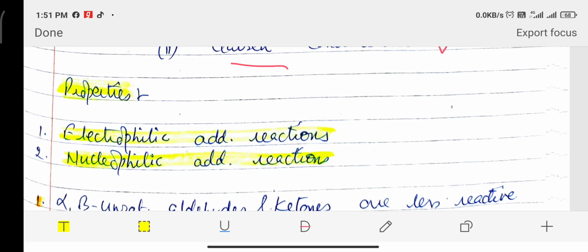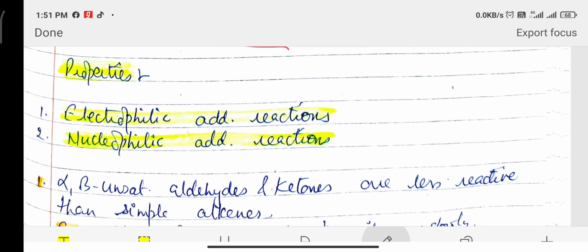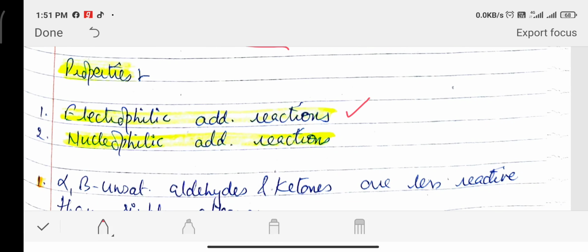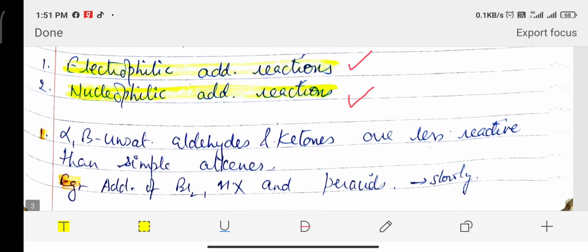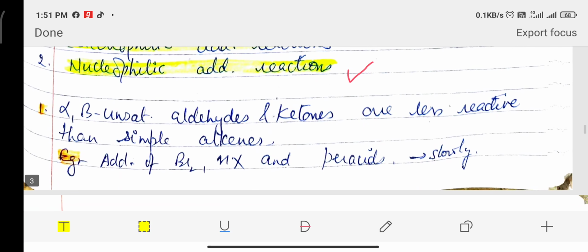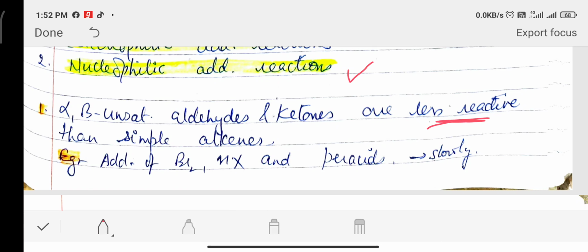In the properties of alpha beta unsaturated aldehydes and ketones, the main reactions are electrophilic addition reactions and nucleophilic addition reactions. In electrophilic addition reactions, the electrophile attacks, and it depends upon the reactivity of the aldehydes and ketones. Alpha beta unsaturated aldehydes and ketones are less reactive than simple alkenes.